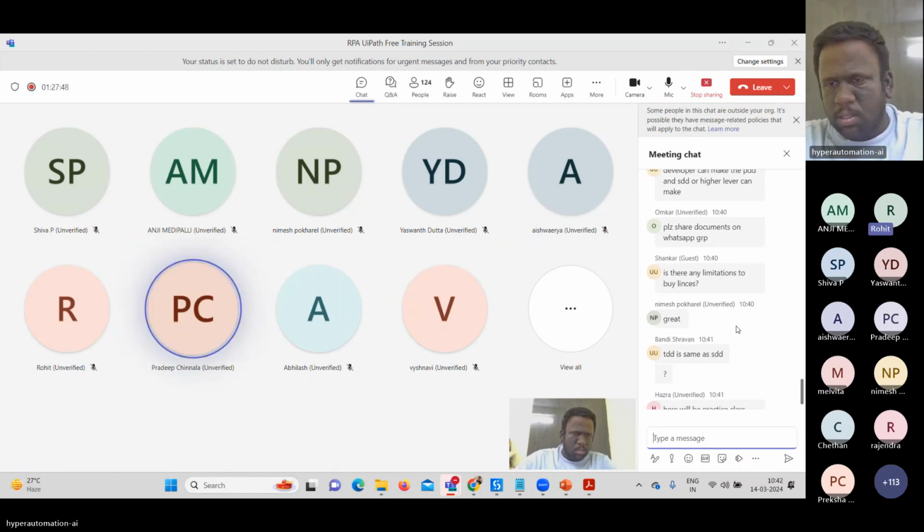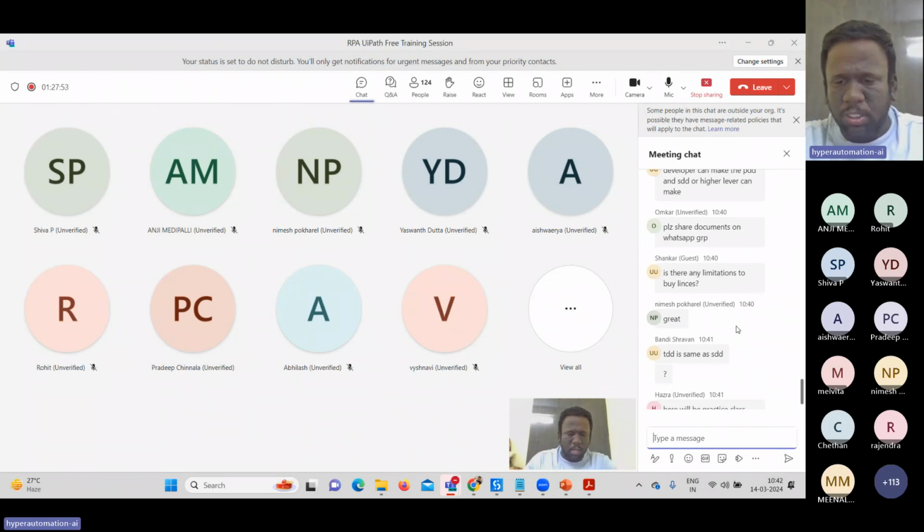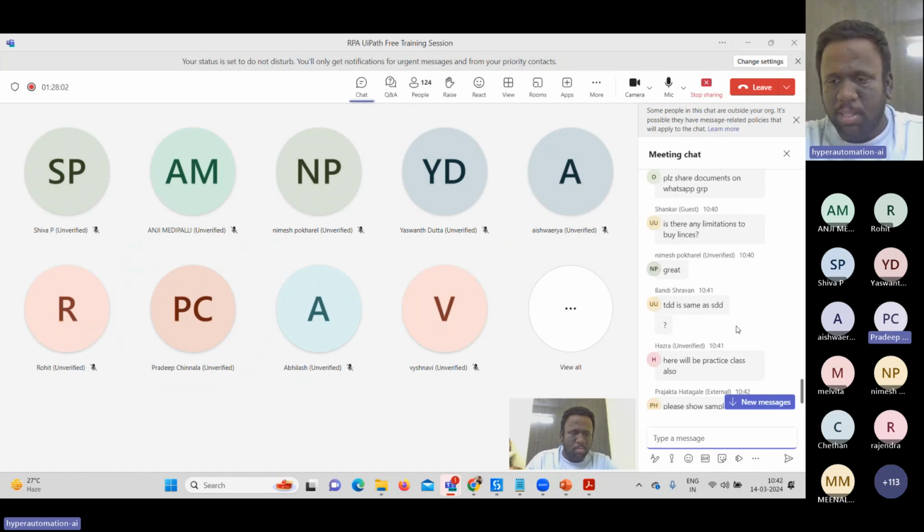Okay, thank you. Are there any limitations to buying licenses? It really depends upon your organization's needs. So there is no limitation. The more licenses you buy, the more profit you'll get for UiPath.